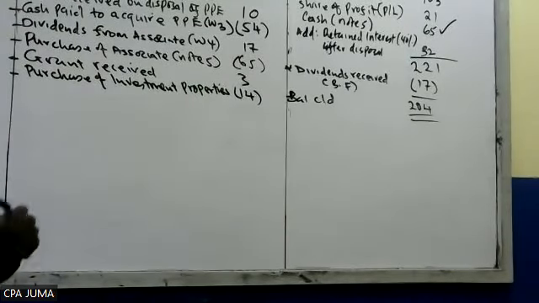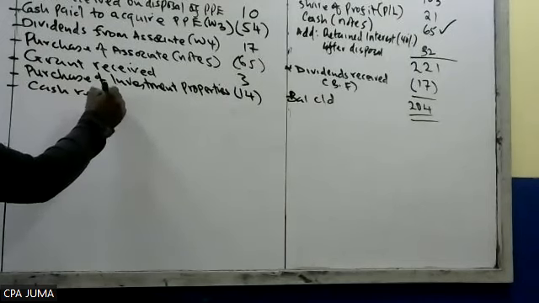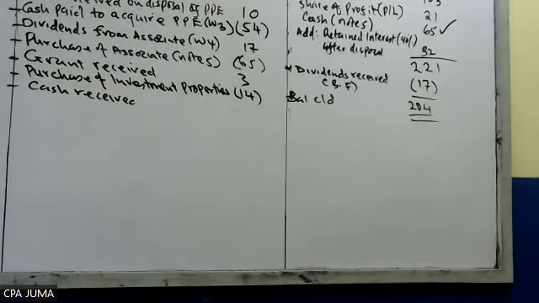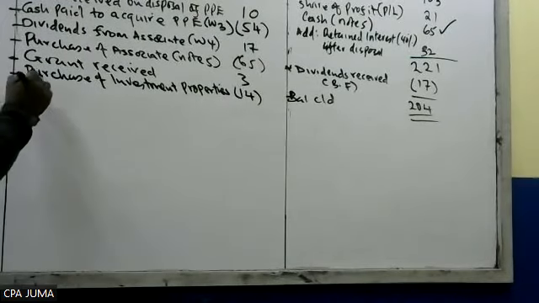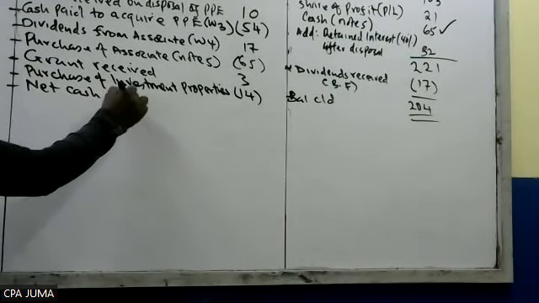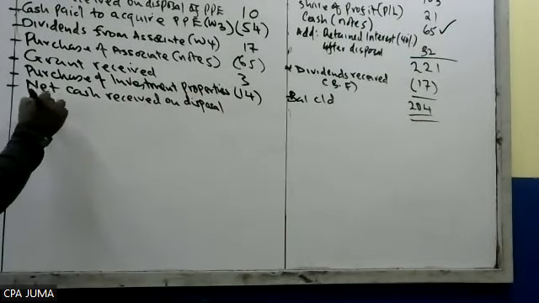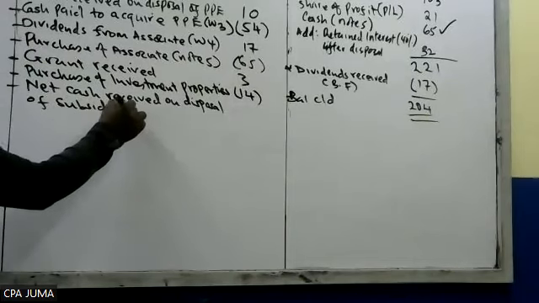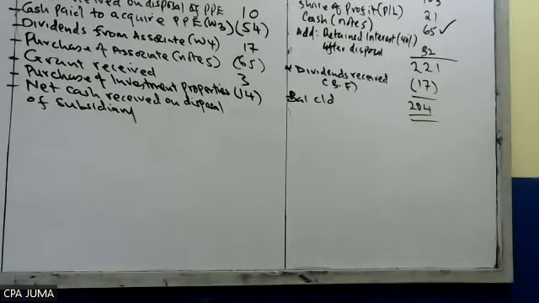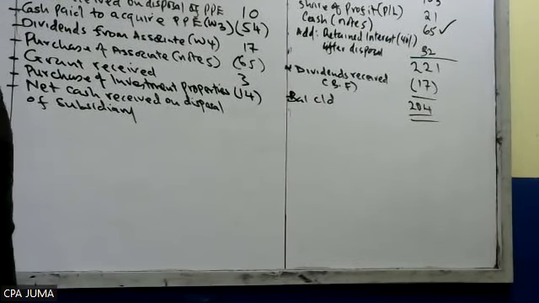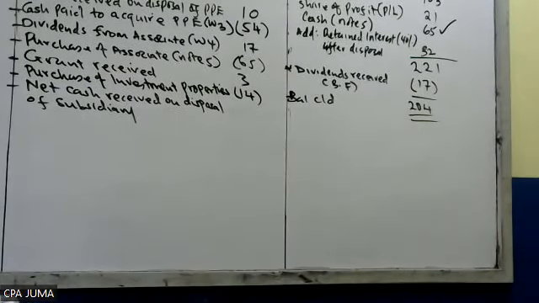Then investing. Cash received. Net cash. I will tell you why I'm using the word net. Net cash received on disposal of subsidiary. When we disposed the subsidiary, how much did we receive? That one is an investing income because subsidiary is an investment company. So you must know how much you received when you disposed of it. So we start. Can we start? Yes, we can start working five.